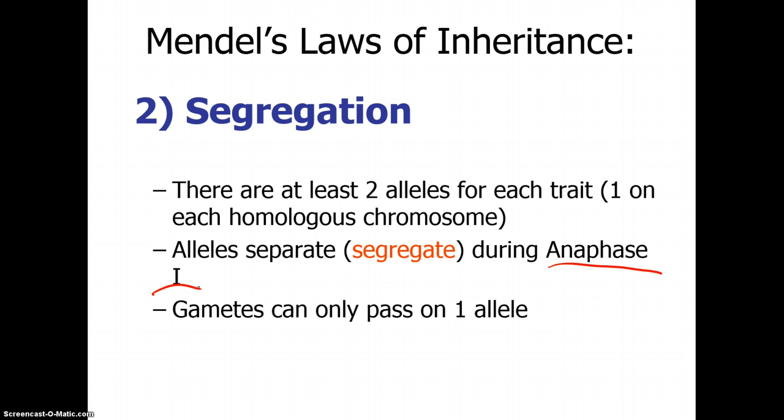Gametes can only pass on one allele, because if you remember, gametes are haploid, meaning they have half this information. They can only pass on one allele. Mendel's law of inheritance is saying that each gamete is only going to have one allele, but there are 2 alleles for each trait.